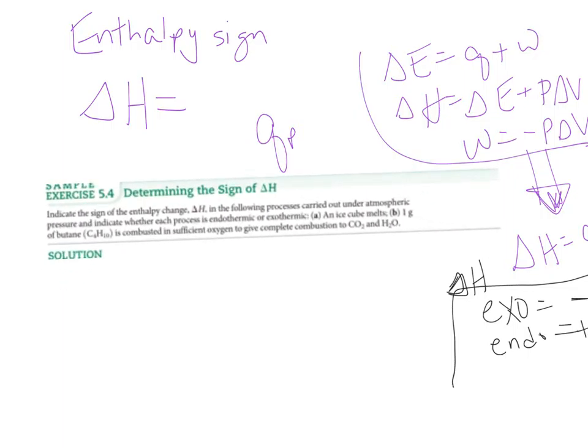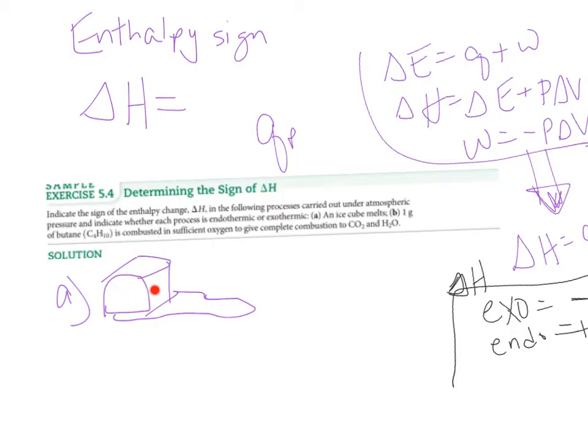So we're going to indicate the sign of the enthalpy change in the following processes. And it tells us they're carried out at constant pressure, which is very important because otherwise this relationship would not be true. So we have an ice cube melting. The reason we're doing this sample problem is we're learning how to think about the system versus the surroundings. Here's our ice cube, and it's melting into a nice little puddle. Our system, in this case, is the ice cube. The surroundings is the air around the ice cube.